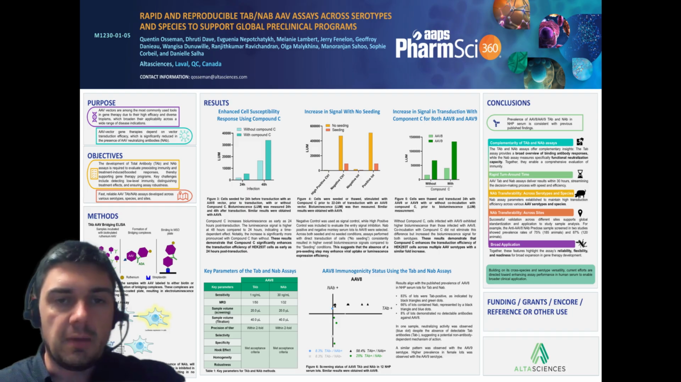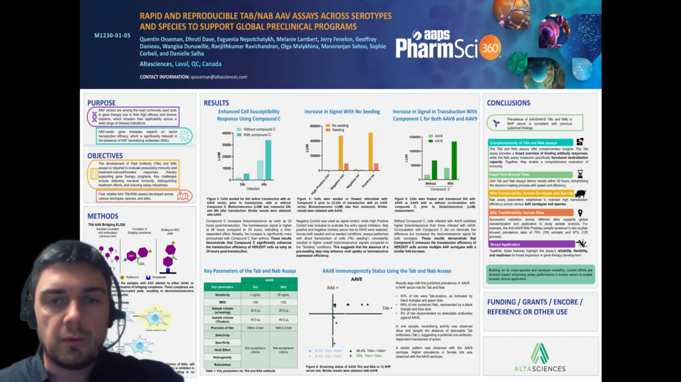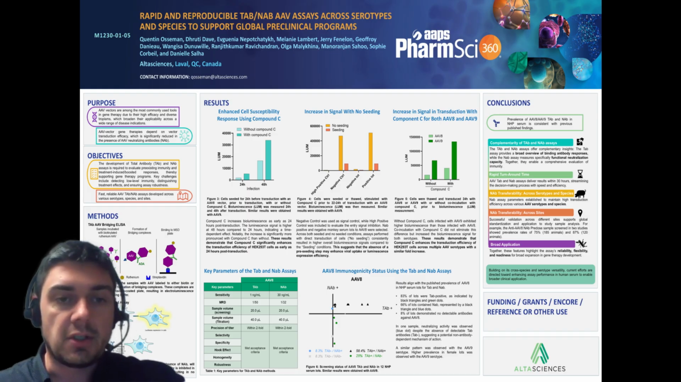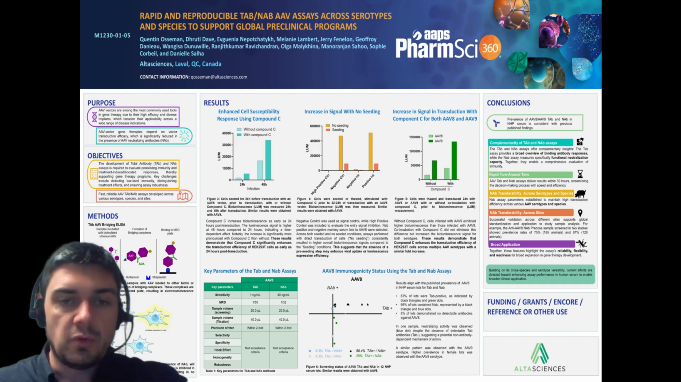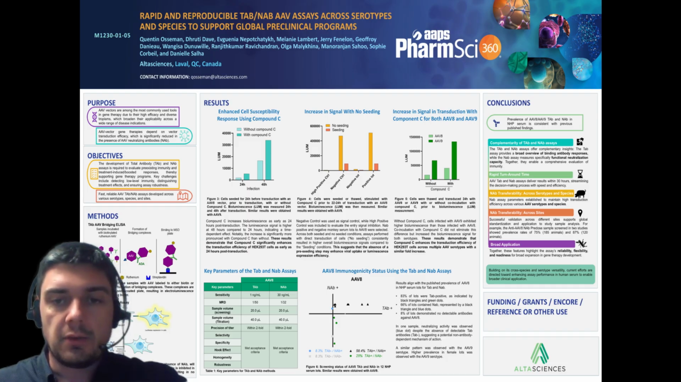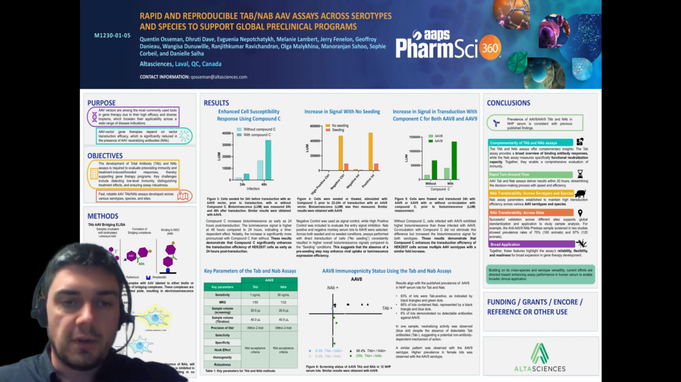The TAB assay used AAV capsids labeled with either biotin or ruthenium, leading to the formation and detection of bridging complexes. The NAB cell-based assay measures the viral transduction of HEK293T cells with bioluminescent expression. In the presence of neutralizing antibodies, the viral entry will be inhibited, preventing the luciferase expression.